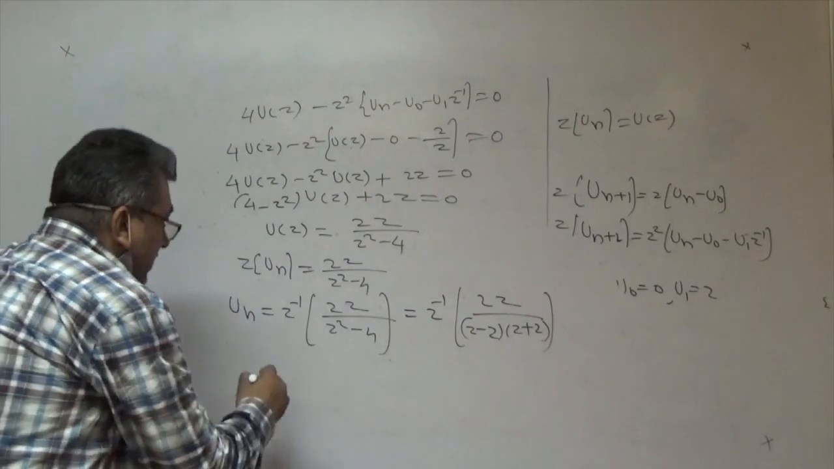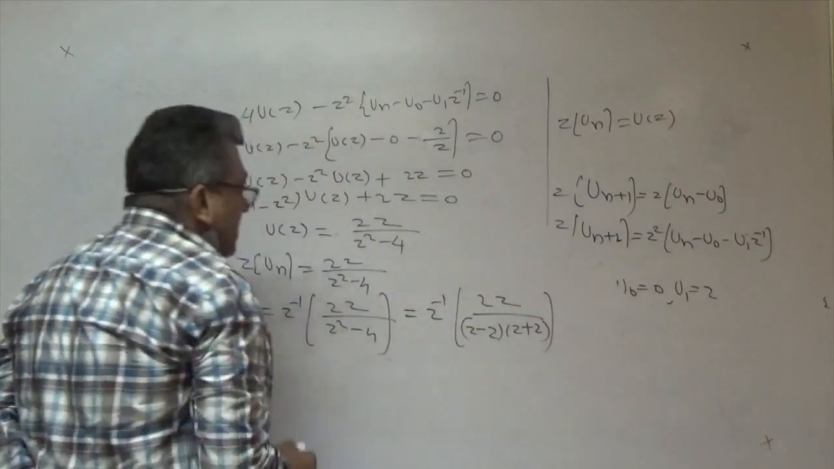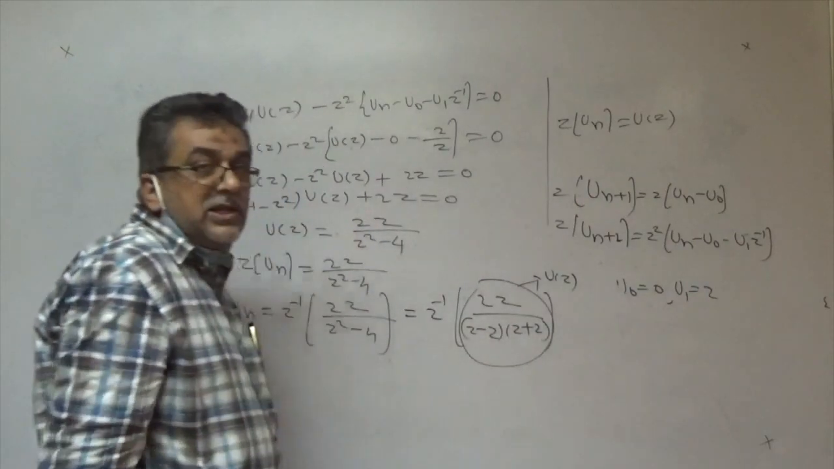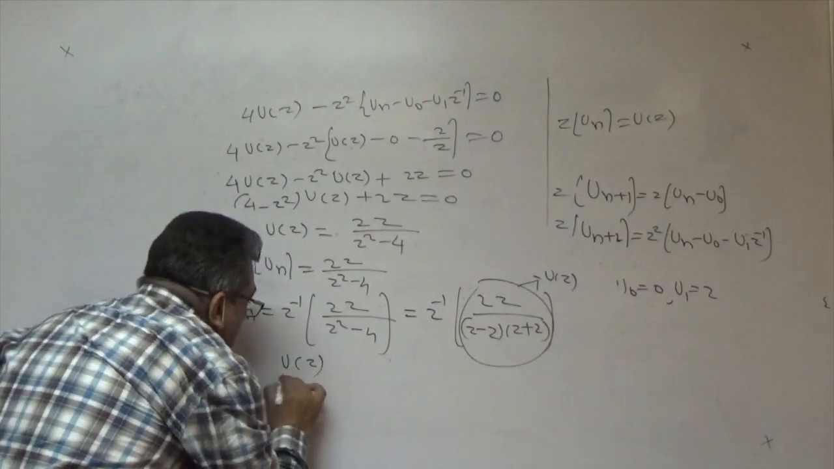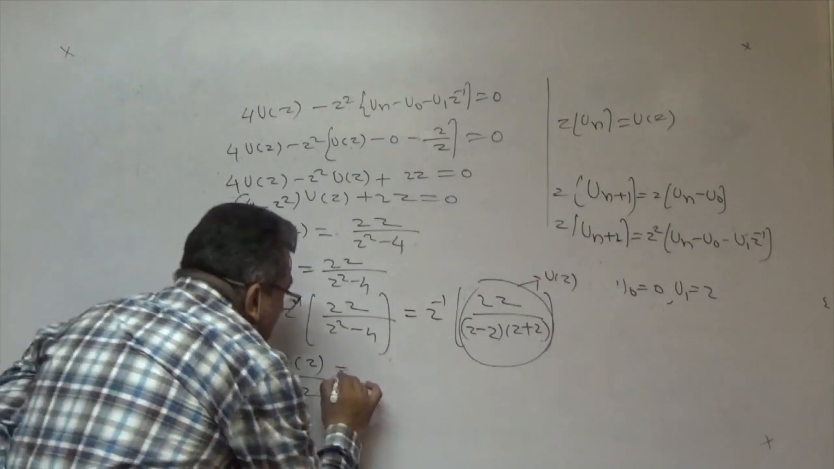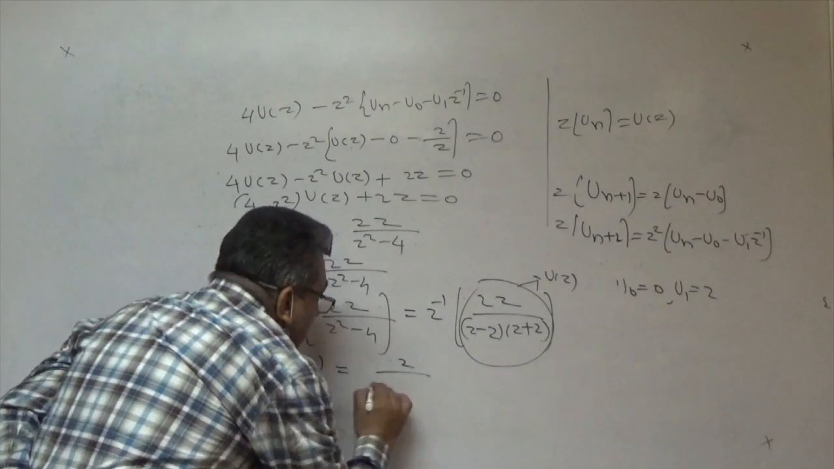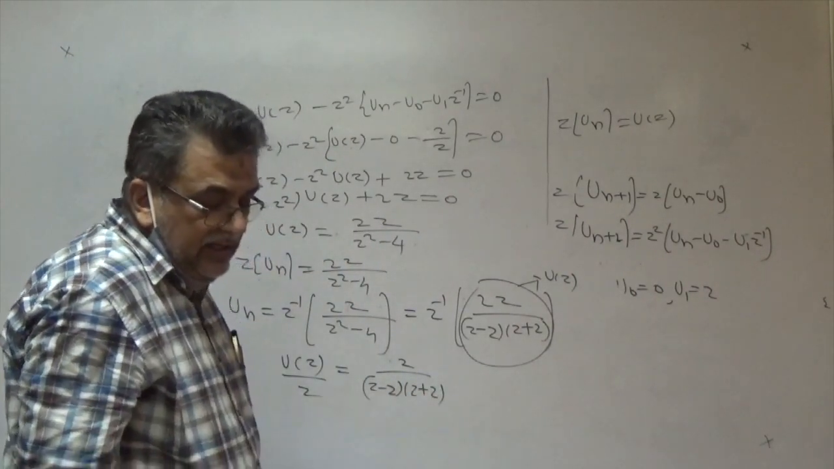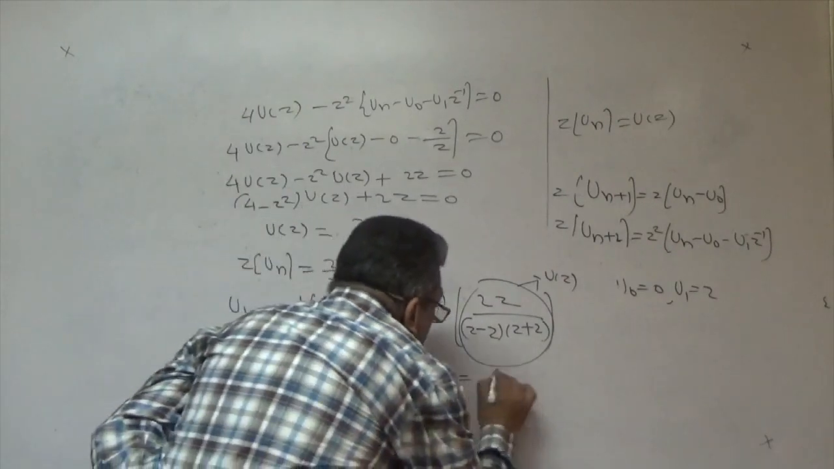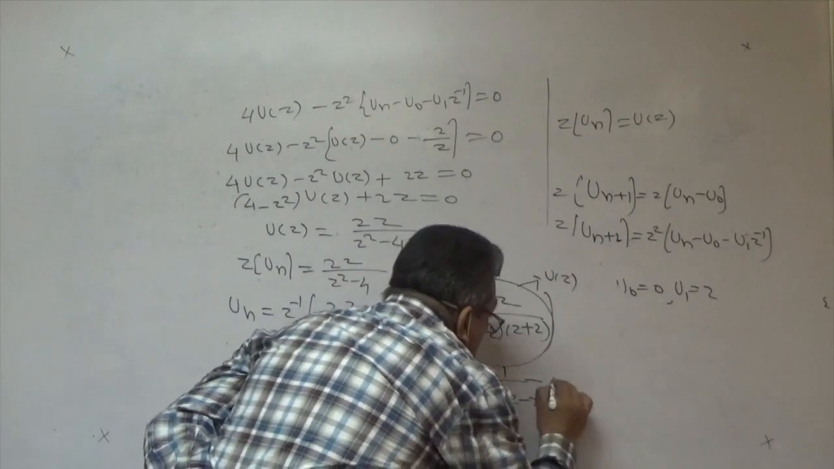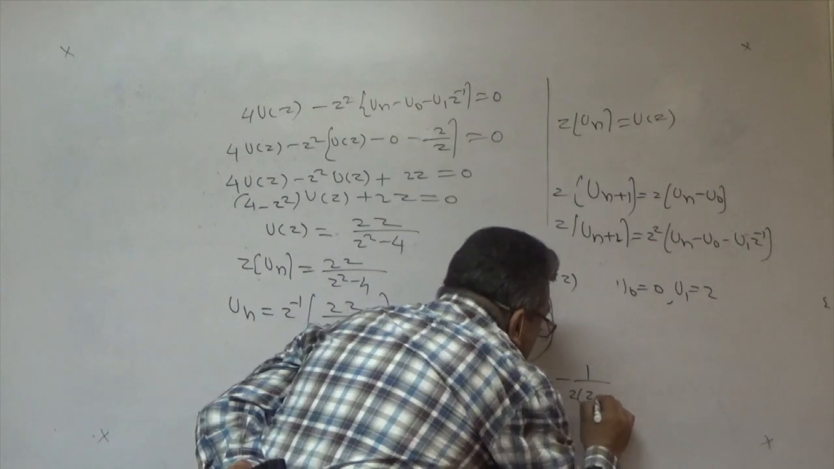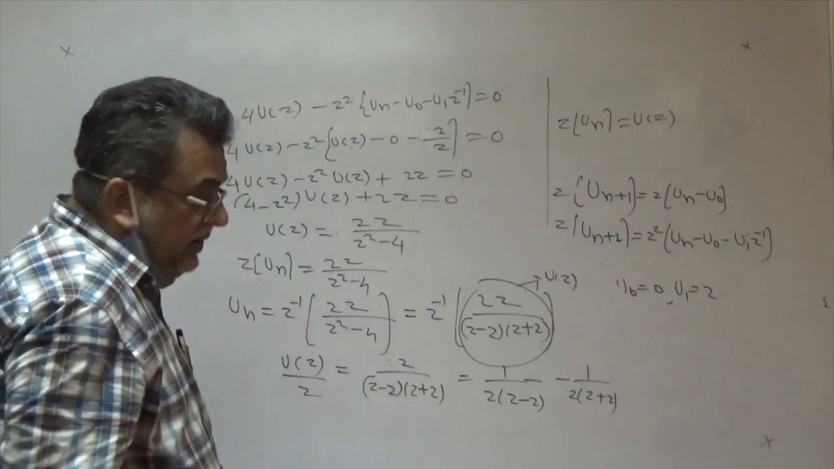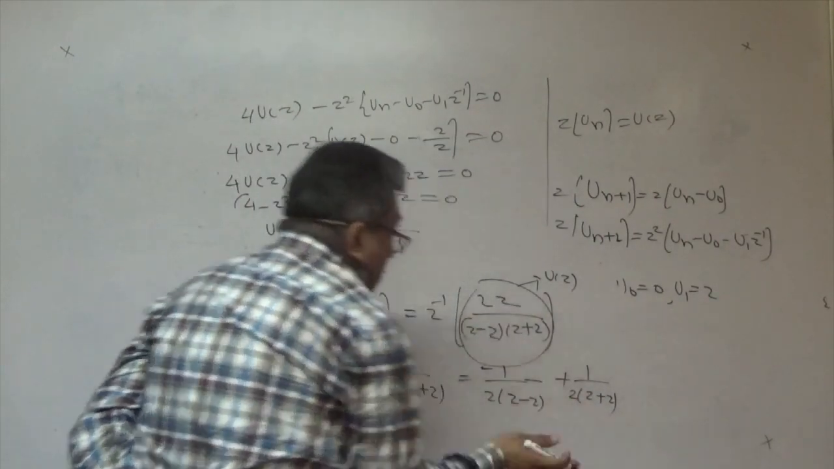If you take this one as U(z) and calculate U(z) upon z, then it is very simple. This is actually equal to 2 upon (z minus 2)(z plus 2). Now the partial fraction is very easy. What is the partial fraction? This is 1 upon 2 times (z minus 2) minus 2 times (z plus 2)... this is the simple partial fraction of this, with plus and minus.